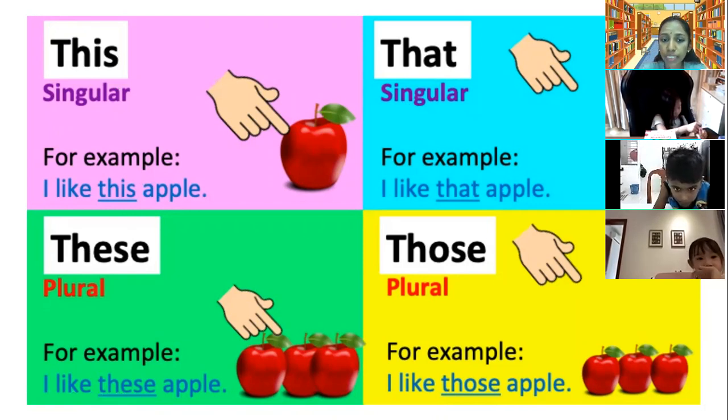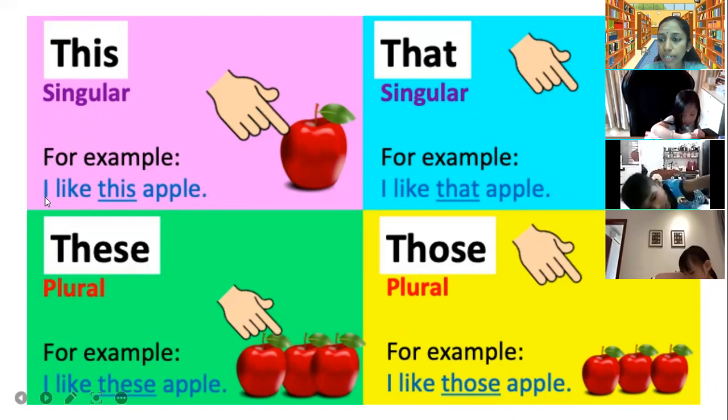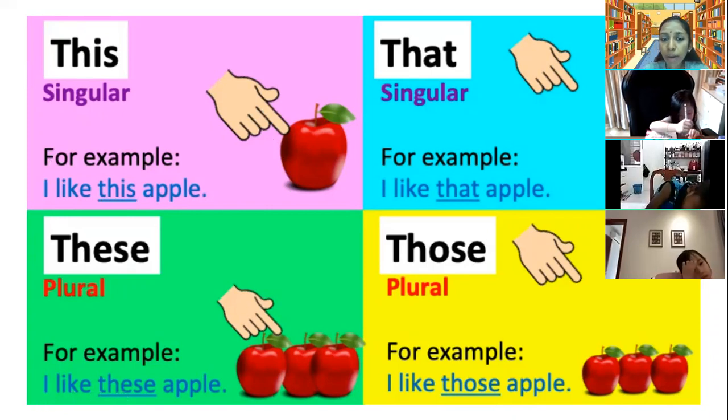Just like what you can see over here, there is an apple, and the apple is very near to the finger here. Can you see the finger is actually touching the apple? It shows that the apple is very near to the hand, right? So the sentence here is, I like this apple, right? The word this here is underlined for you, which means it is singular and it's also near to the hand.